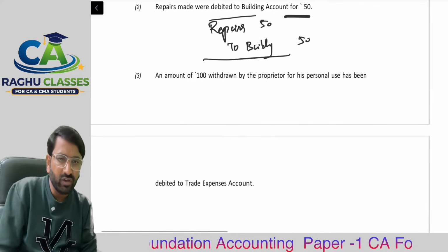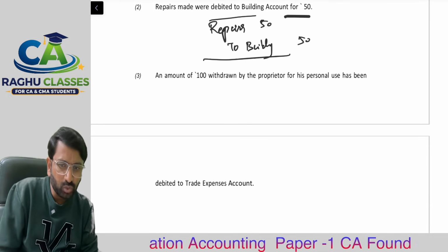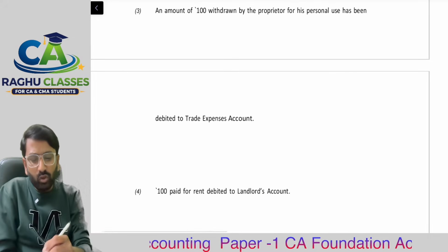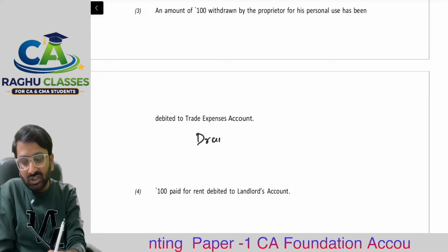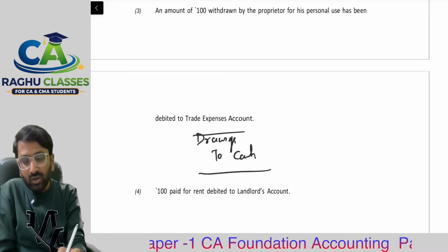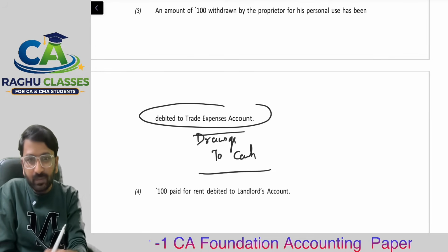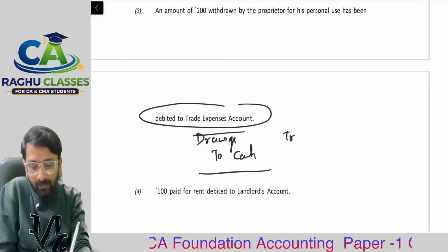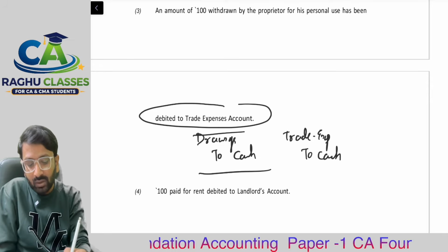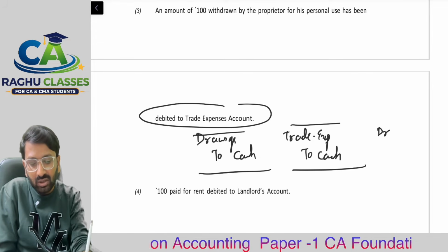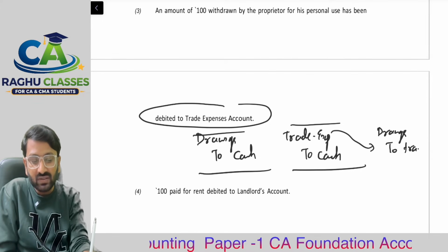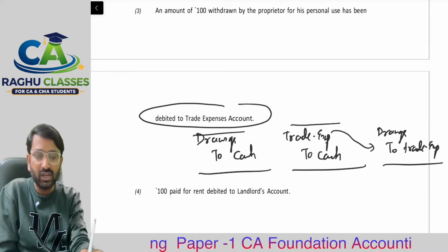Amount of 100 withdrawn by the proprietor for his personal use has been debited to trade expenses account. When you withdraw the money for personal use, the correct entry should have been drawings account debit to cash. But instead of debiting drawings, it was debited to trade expenses account. So can we say the wrong entry will be trade expenses account debit to cash. So what will be the rectification entry? Can we say drawings need to be debited and trade expenses need to be cancelled. So drawings account debit to trade expenses will be the rectification entry.